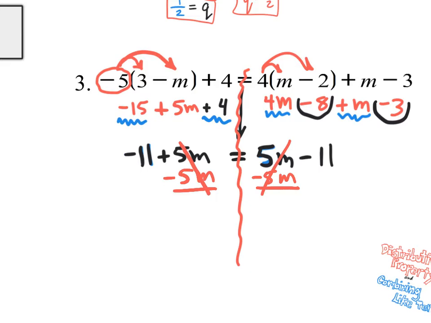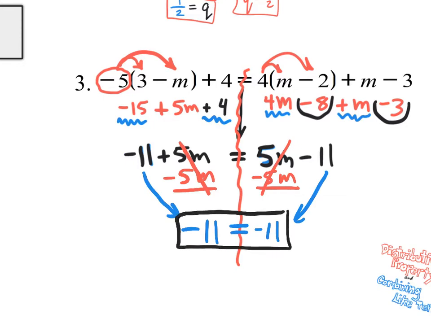What's left over? Well, on the left side, I have a -11. Let me bring that down. The equal sign obviously comes down always. And over here, I also have a -11. So what do you guys think? -11, does it equal -11? Yes or no? Of course, yes. If it were like -10 equals -11, then you would say no, as in no solution. But right here, yes, -11 is always equal to -11.